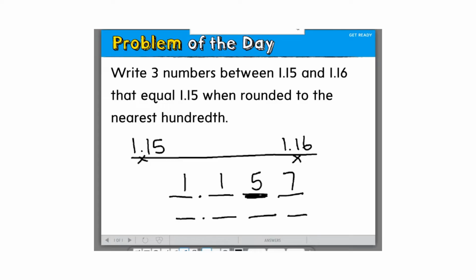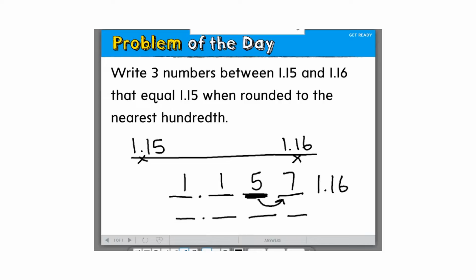So here's the hundredths place. If I look to the right, that means this number would be bumped up and everything after it disappears, right? So then I would get 1 and 16/100ths. Too much, right? Because I need to get 1 and 15/100ths.